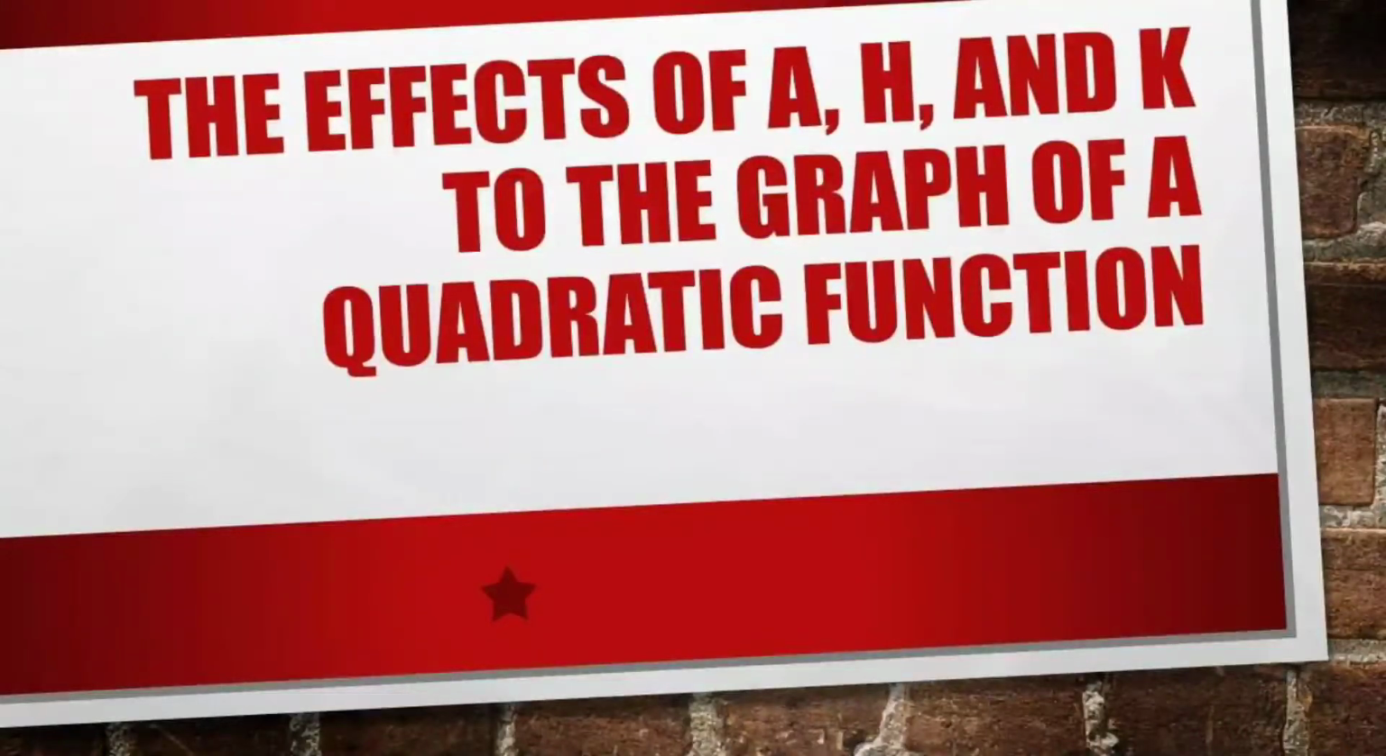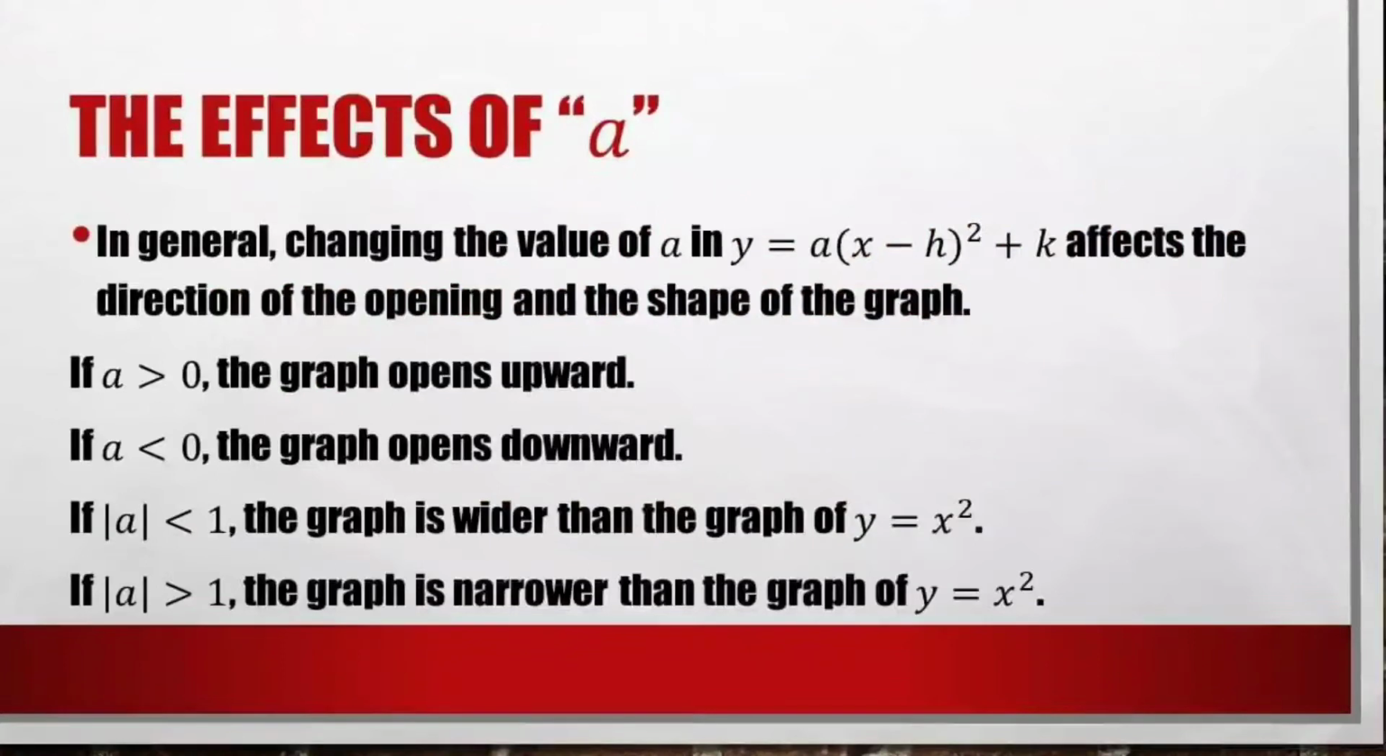The effects of a, h, and k to the graph of a quadratic function. The effects of a. In general, changing the value of a in y is equal to a times x minus h squared plus k affects the direction of the opening as well as the shape of the graph. If a is greater than 0, the graph should open upward. If a is less than 0, the graph should open downward.